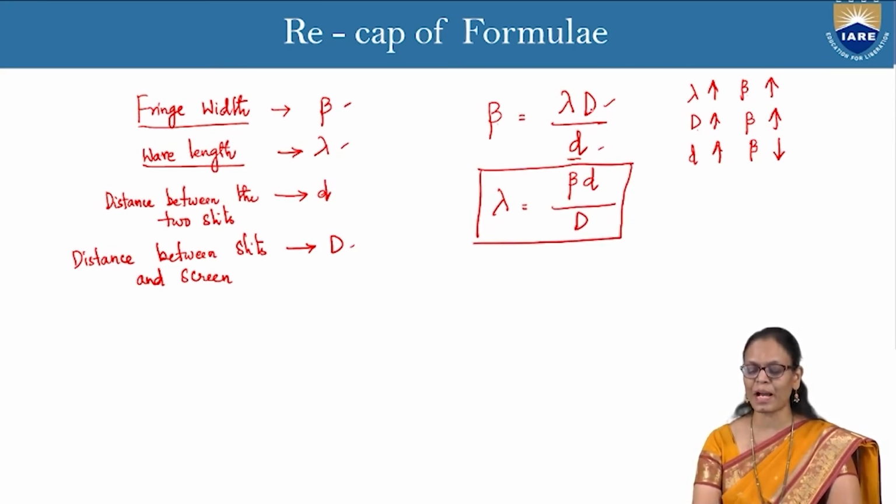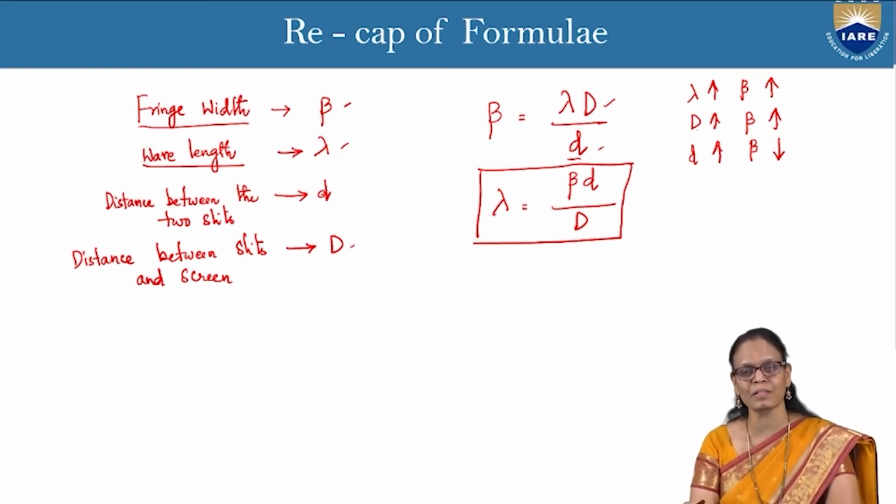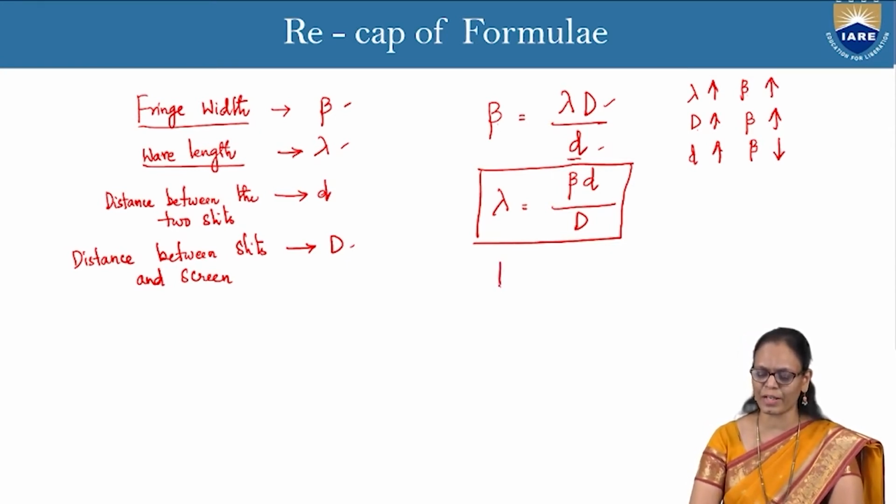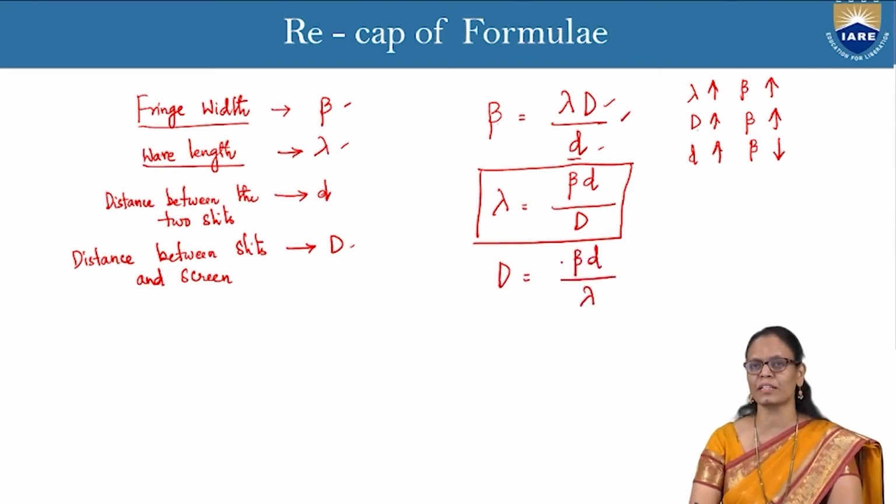Or sometimes we may be asked to calculate capital D, at what distance the screen has to be placed in order to get fringes of so and so size. Then we'll use the formula capital D is equal to beta d upon lambda. Simple. Only from the main formula we are writing. So capital D is equal to beta d upon lambda.